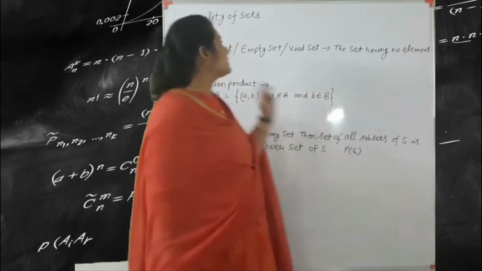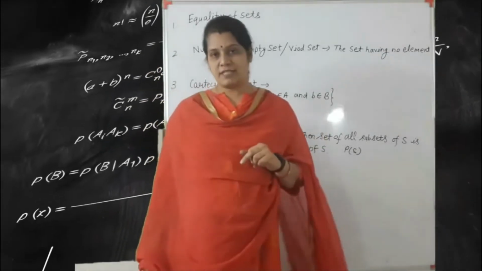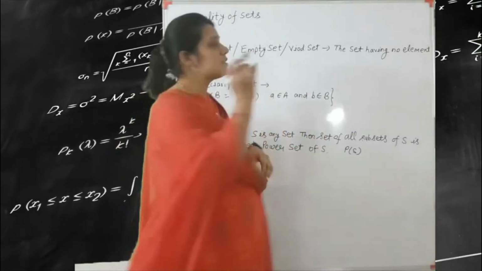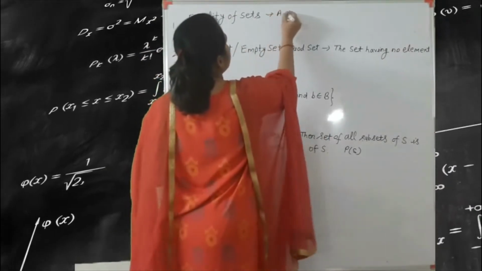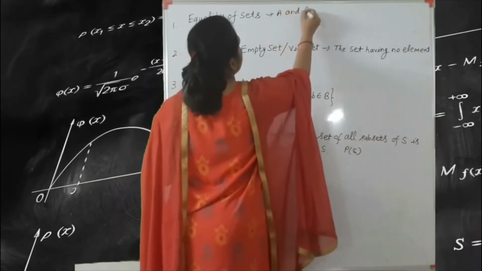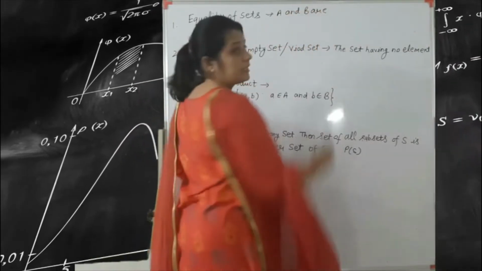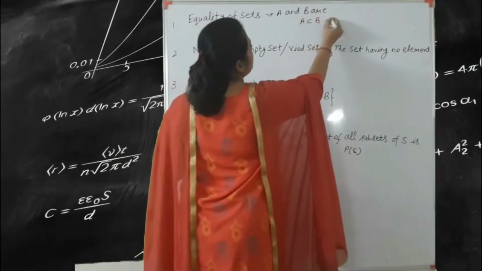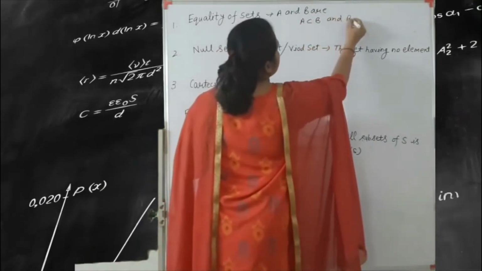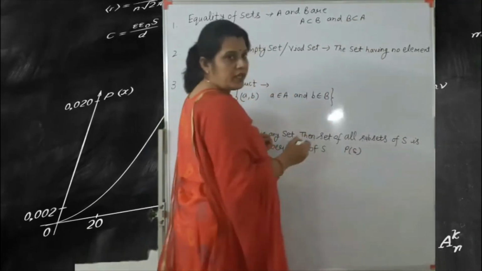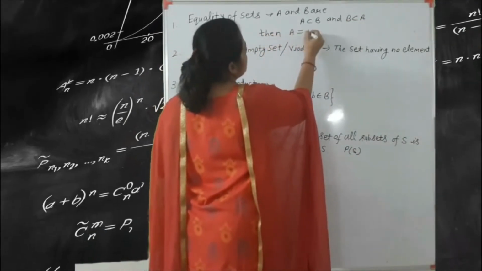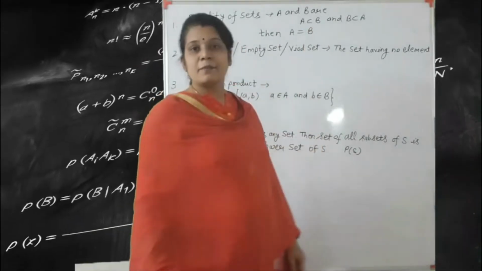Okay, so these are the types of subset and superset. So next is the equality of sets. That means what? Two sets are equal. Okay, if two sets A and B are equal, if A subset B and B subset A, then we can say that the set A is equal to set B.